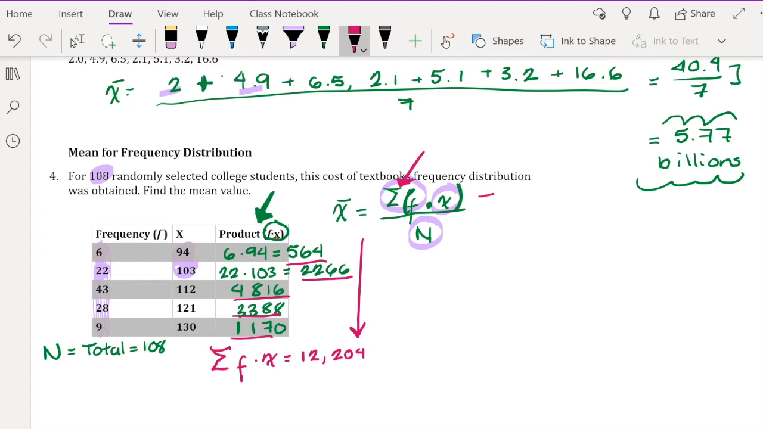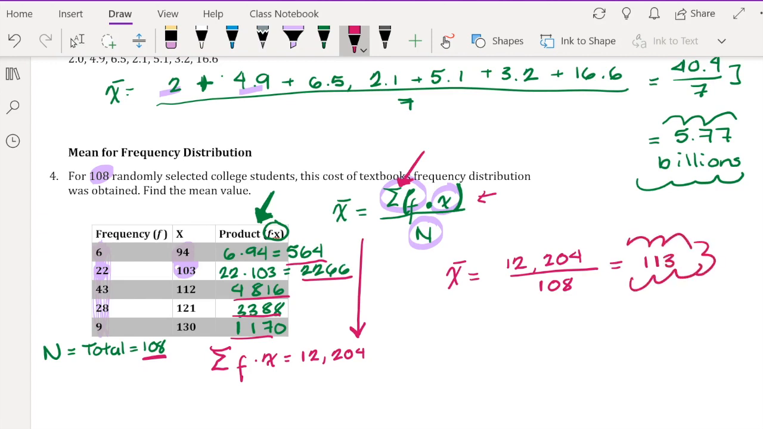So that's actually going to be the top of my equation. x bar equals 12,202, and then I need to divide it by this number, which is 108. That's my n. The mean here would be 113. That's the answer. Okay, let's do another one for fun.